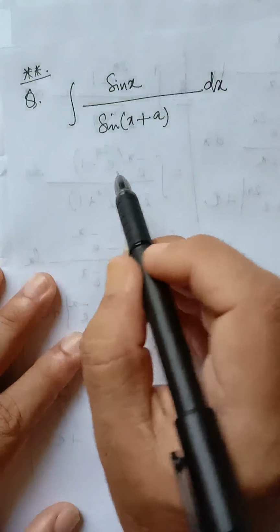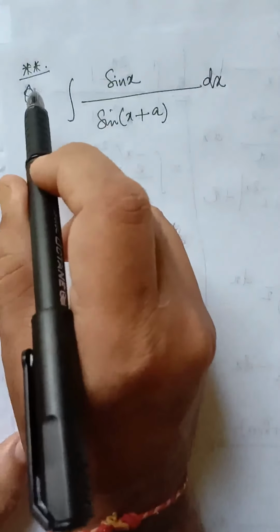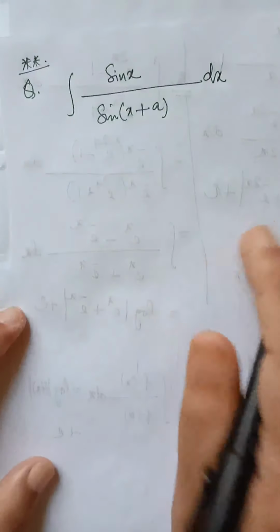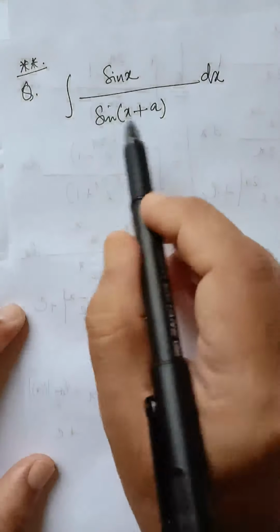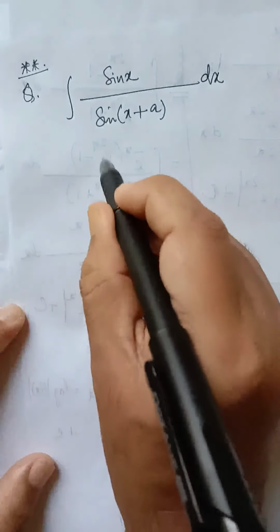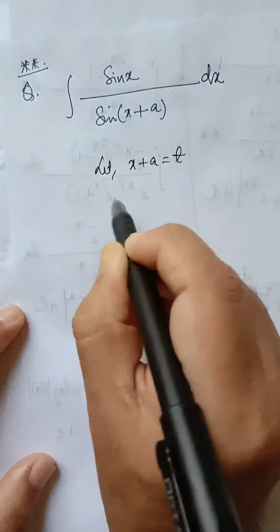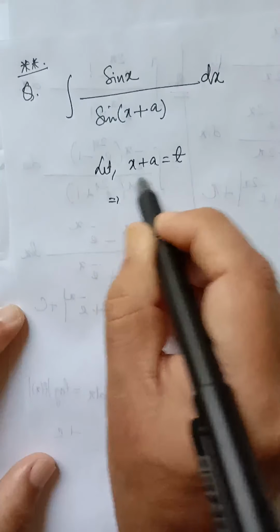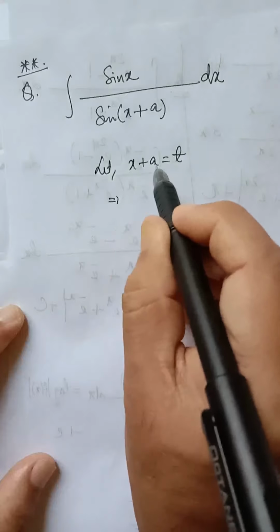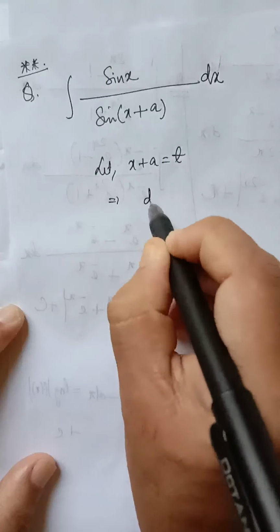Next, to integrate sin x divided by sin x plus a dx. This is an important question. This is from NCERT book, but is a very important question. So to integrate sin x by sin x plus a, what we will do? We will put x plus a equal to t. If we differentiate, dt by dx equals derivative of left hand side, derivative of x is 1, derivative of a is 0. So 1 equals dt by dx, so dx equals dt.